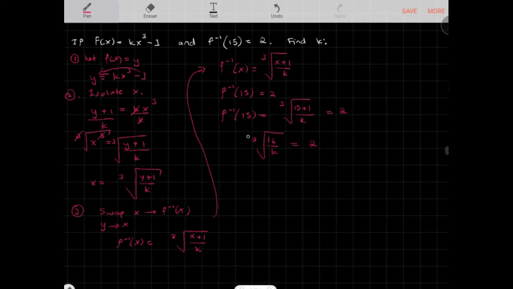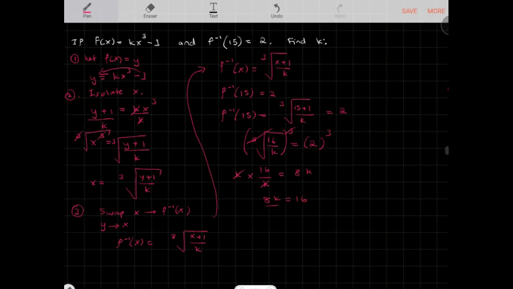To get rid of the cube root, I'm going to cube this side. The cube root and the cube cancel out, and whatever I do to one side, I do to the other side, so I'm going to do 2 cubed. So you get 16 over k is equal to 2 cubed, which is 8. Now I want to isolate for k, so I'm going to multiply by k on this side, cancel it from the denominator, and do the same thing to that side. So 8k is equal to 16.